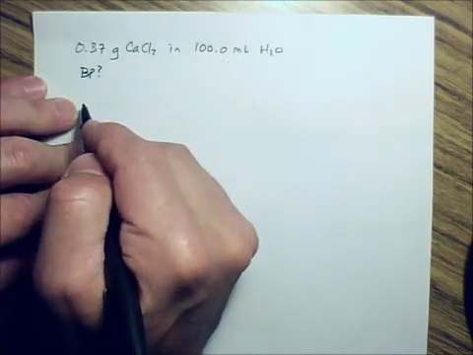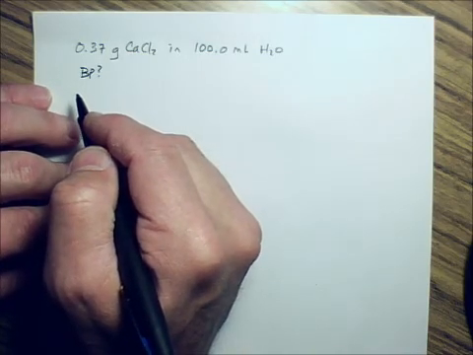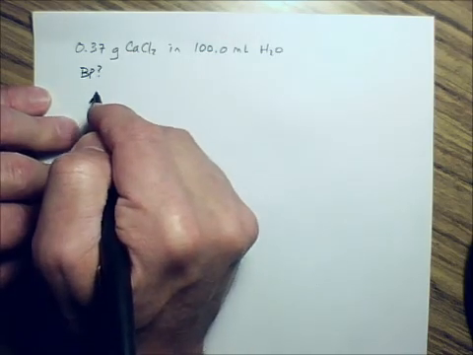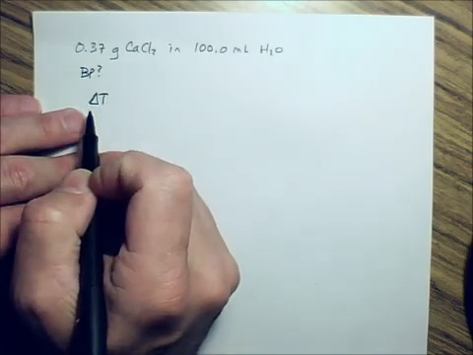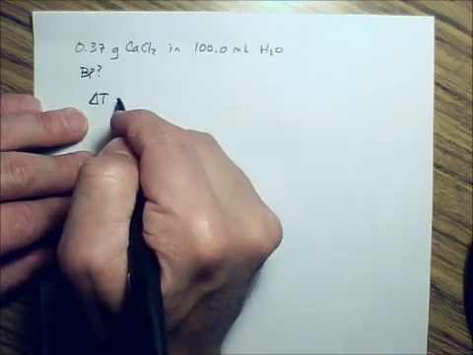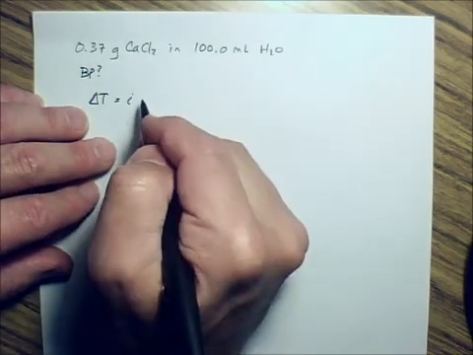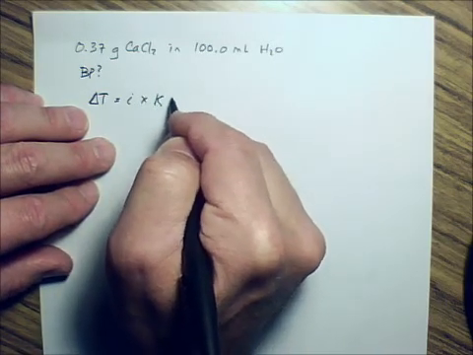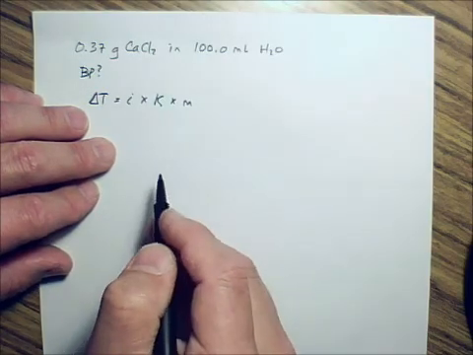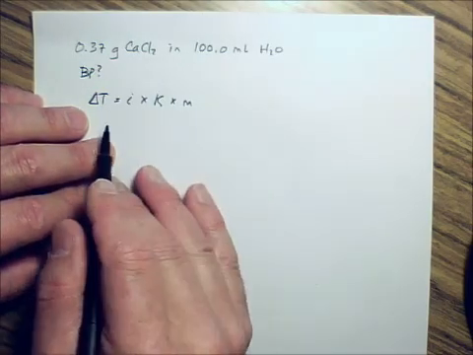Now for boiling temperature increase and for freezing point decrease, the equation is the same. There's the change in temperature. That's not the new boiling point. That's the change in boiling point temperature. Okay, is equal to i, which is the van 't Hoff factor, times K times m.